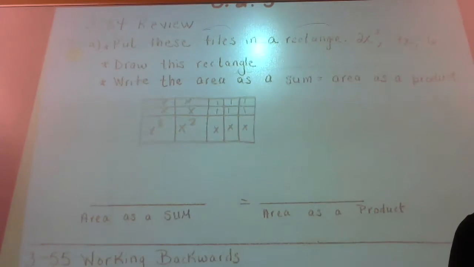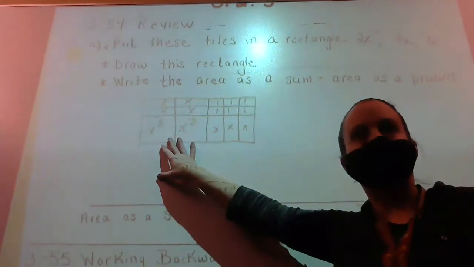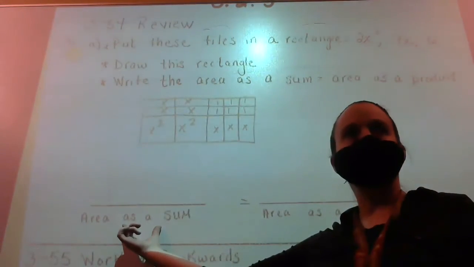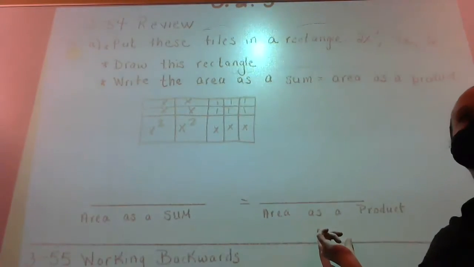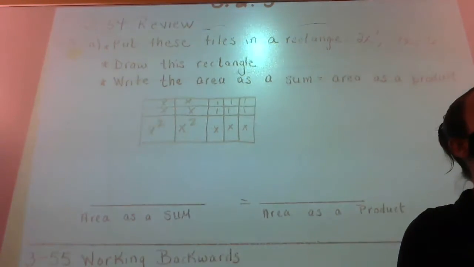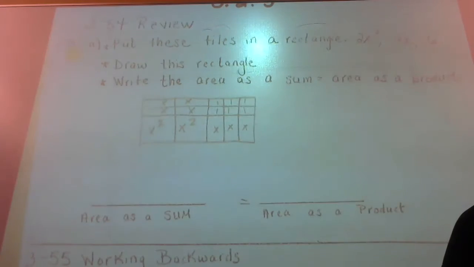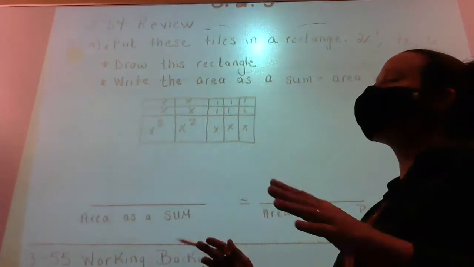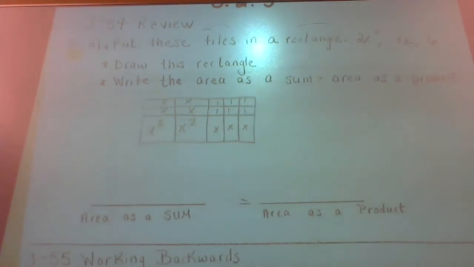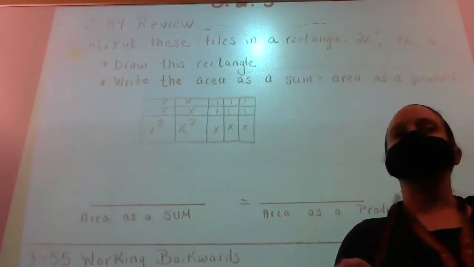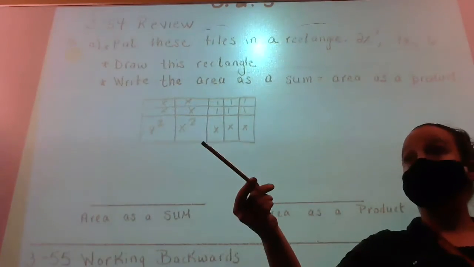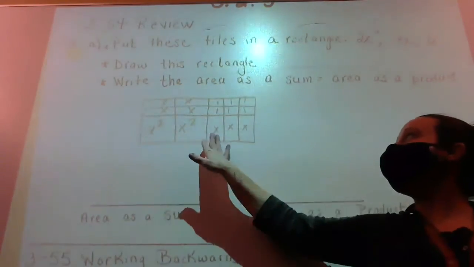So we had the challenge. This was the challenge last week. Can you write the area of these rectangles as a sum and as a product? There's 2 different ways to write the area of these rectangles. So as a sum, what are you doing when you sum something? Think of your operations: add, subtract, multiply, divide. So what are you doing when you sum? Yeah, you're adding. And so we have to add all of our pieces together.